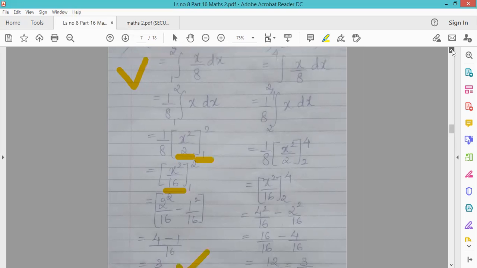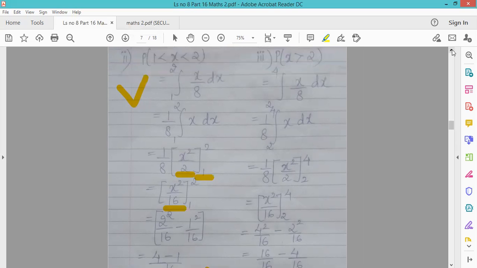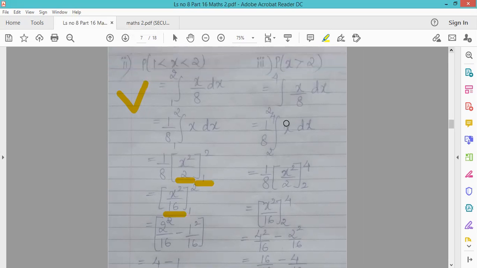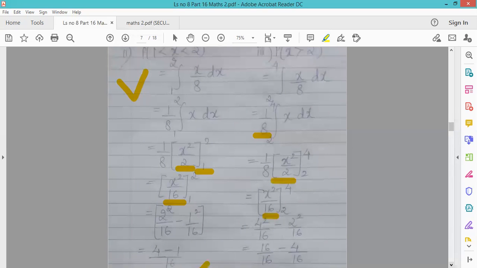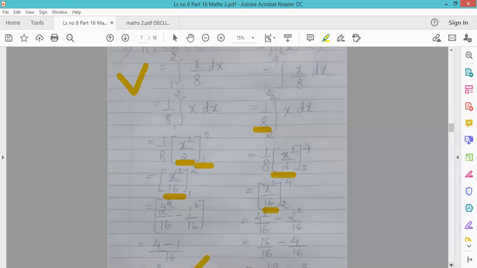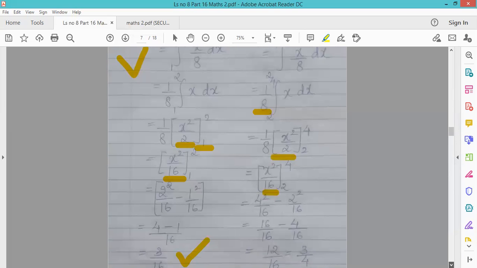Moving on to the third part, again the limits are 2 to 4. So x upon 8, I've taken 1 upon 8 outside. Integration of x is x square upon 2, so x square upon 16, 2 to 4. So 4 square upon 16 minus 2 square upon 16. तो यहाँ पे आया 16 by 16 minus 4 upon 16. Now I did not cancel 16 because you want the denominators the same. As the denominators are the same, you can subtract the numerators. Okay. So 16 minus 4 gives you 12 upon 16.